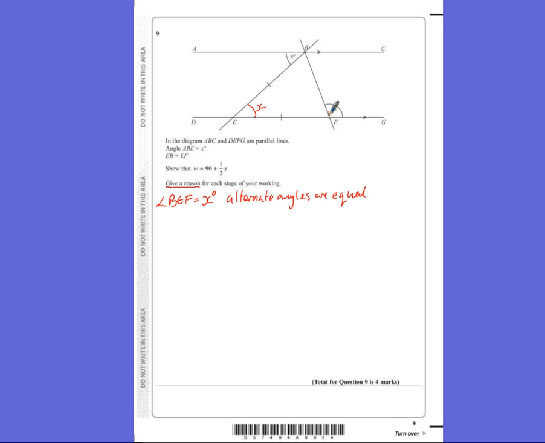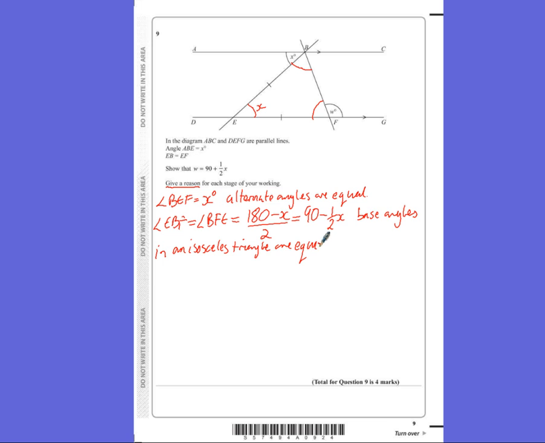I also know, since this is an isosceles triangle, these two are going to be the same as each other. And we also know that angles in a triangle add up to 180. So angle EBF is going to be equal to angle BFE, which will equal 180 minus the X over 2, because we need to half it. So 180 degrees in a triangle, take the X off and half it. And that would be equal to 90 minus a half X. And the reasons for that is base angles in an isosceles triangle are equal, and also angles in a triangle add up to 180 degrees. So we now know that this here is 90 minus a half X.